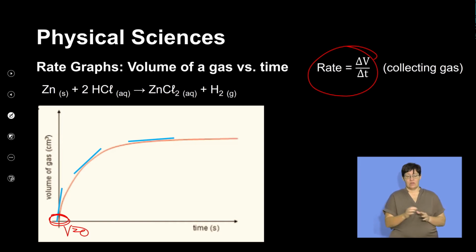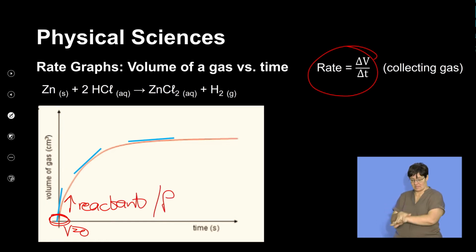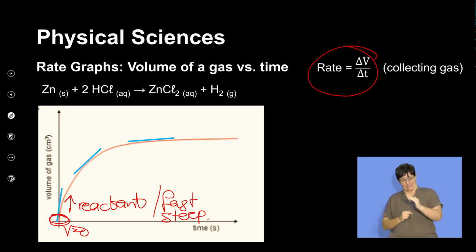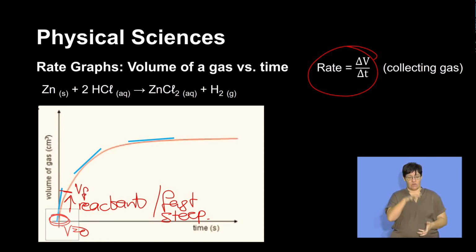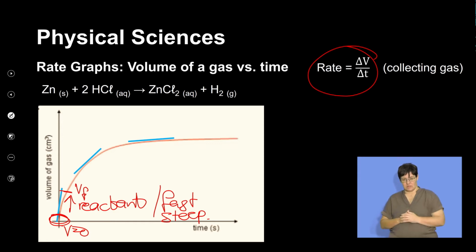At the beginning we've got lots of reactants, so we know that it is a fast reaction. We know that it is a steeper gradient. So if we go look at our final volume versus our initial volume, we have a bigger volume minus a smaller volume, ending in a gradient that we can plot as well.